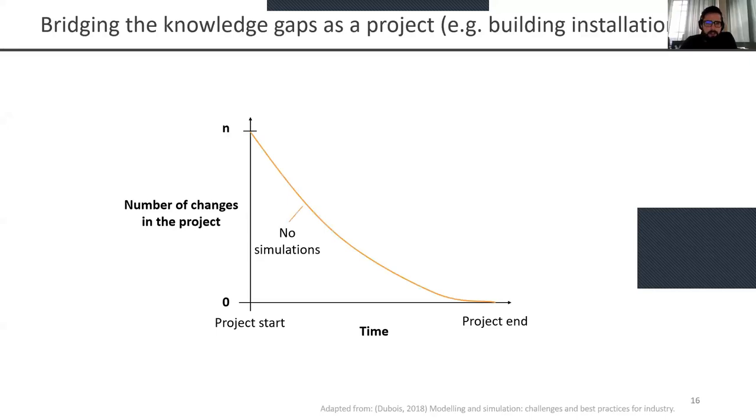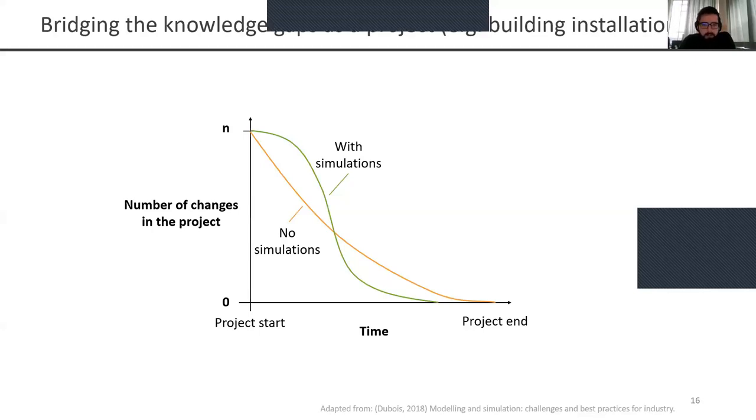So if we see this project as a normal project without simulation involved, this is how the curve would look. The project starts with the highest number of changes, and then with time it reduces until the end of the project, when everything is settled. But if we incorporate simulations into this project, the curves look different. At the beginning of the project, we apply more changes. Then we have a significant drop. And the project time is usually shorter with simulation than without simulation.